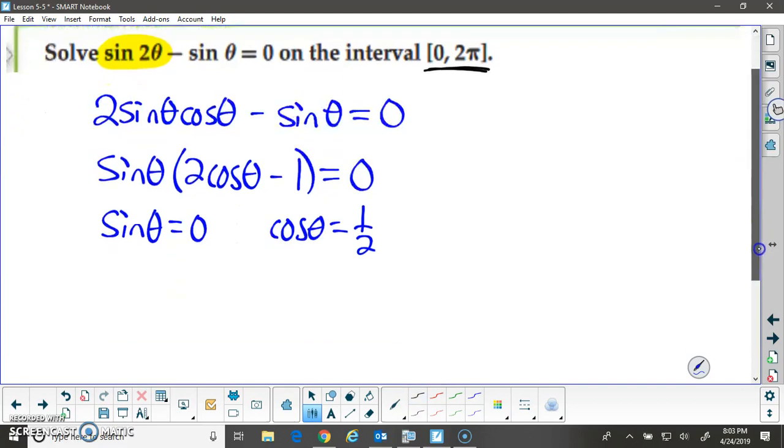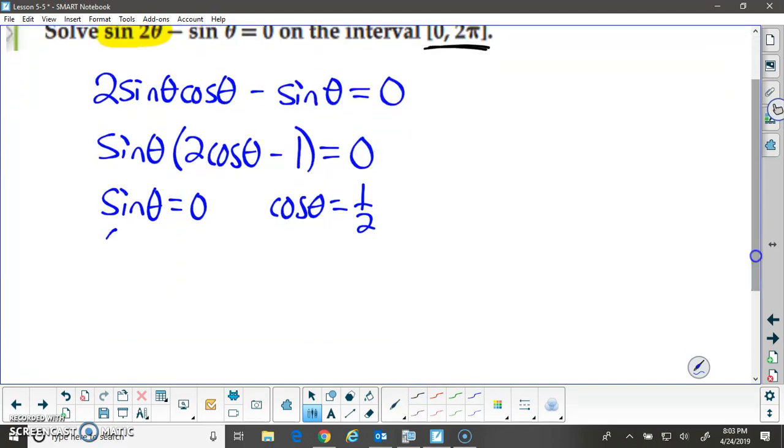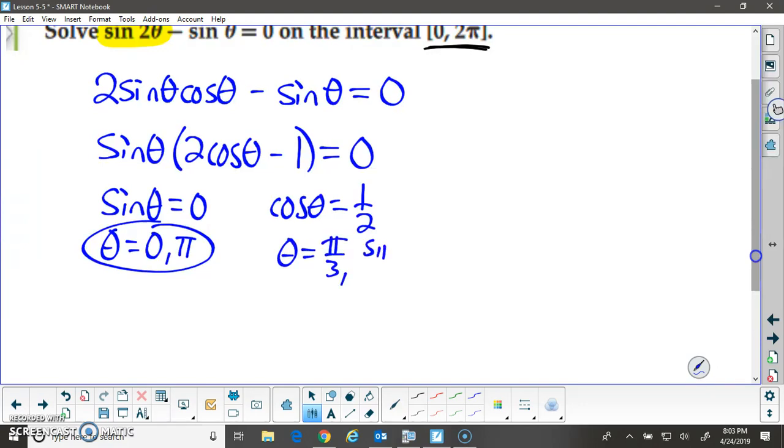And now looking on my unit circle for my answers, sine is equal to 0 at 0 and pi. And cosine is equal to 1/2 at pi over 3 and 5 pi over 3. So we have 4 answers.